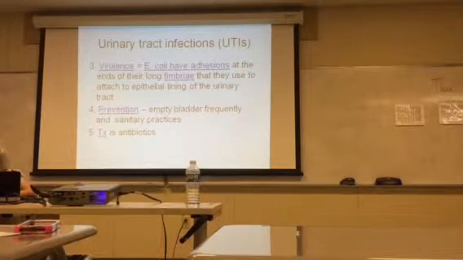E. coli has some virulence factors to help it cause infection, and one of those is that E. coli has adhesins on the ends of the fimbriae. Remember, the bacterial cell has these long projections all around the cell, called fimbriae, and those are for the purpose of attaching the bacteria to something. In this case, it attaches the bacteria to the epithelial lining of the urinary tract.